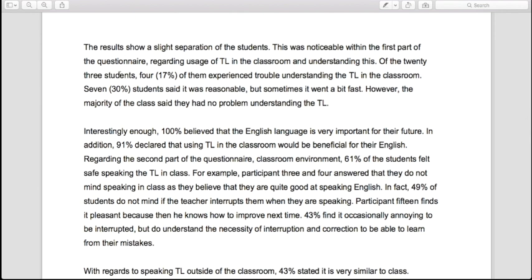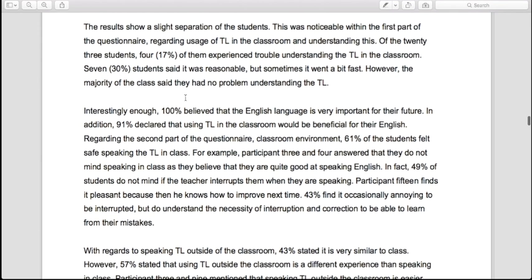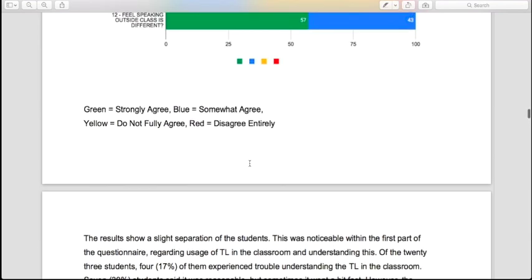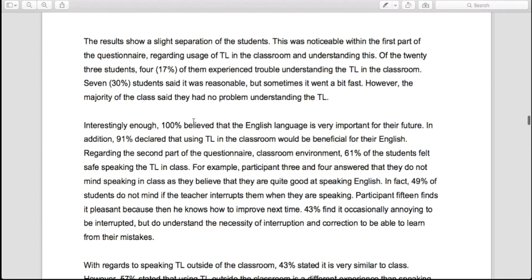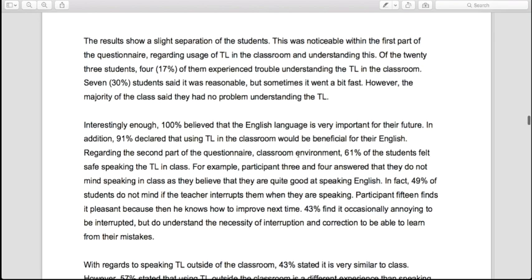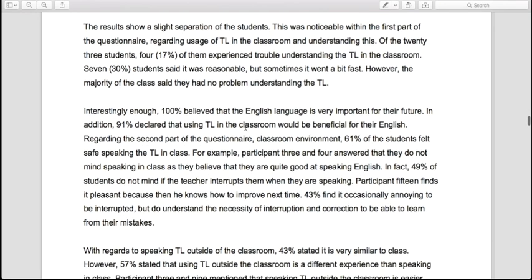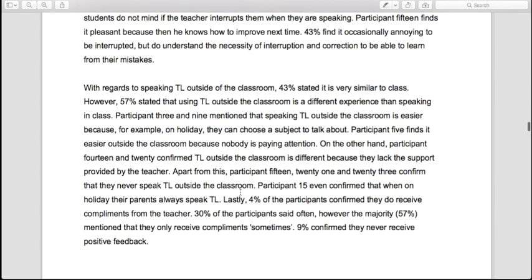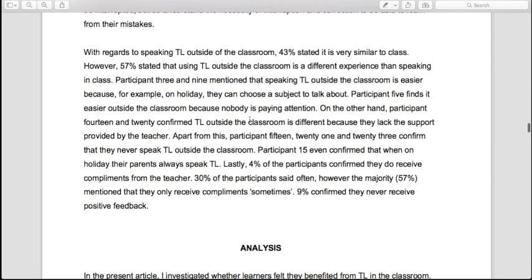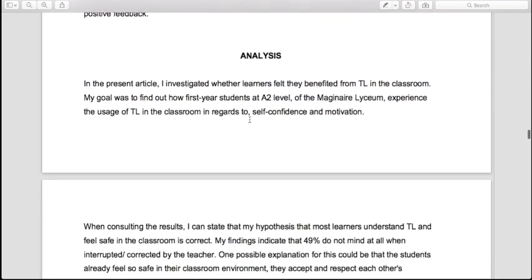They don't make any conclusions or interpretations. They just tell us what the results were. So this section just describes what they found here in the graph. So you see, for example, interestingly enough, 100% believe that the English language is very important for their future. In addition, 91% declare. So basically, this is just giving us the facts, right? Okay, describing the above data, that's results.